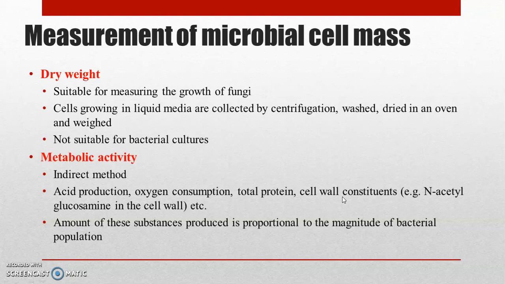When the actinomycete cells undergo cell division, more cells will be formed, and the amount of cell wall constituents will also be more. So the increase in the amount of N-acetyl glucosamine indicates an increase in the growth of these actinomycetes. So the amount of these substances produced is proportional to the magnitude of the bacterial population. If the amount of substances that are accumulated is more, that indicates more bacterial growth, and if the amount is less, the bacterial growth is less.